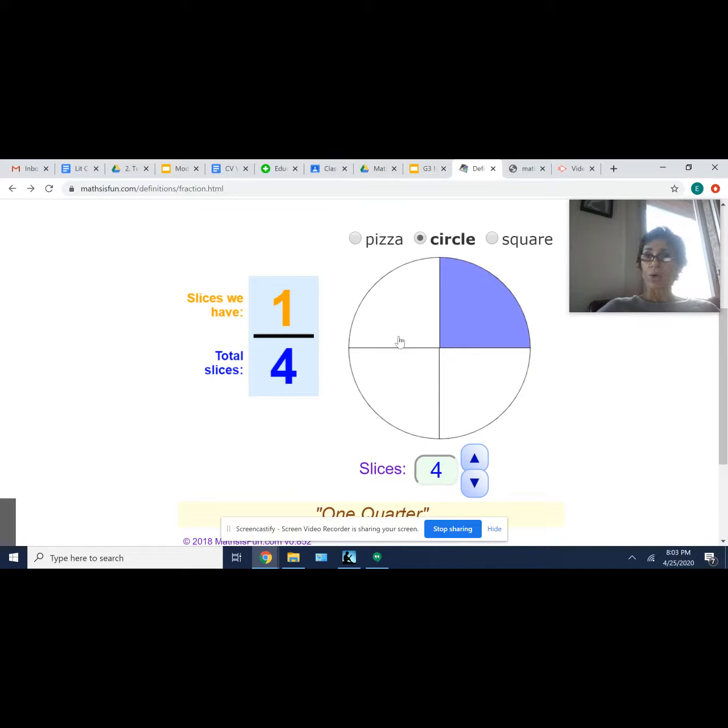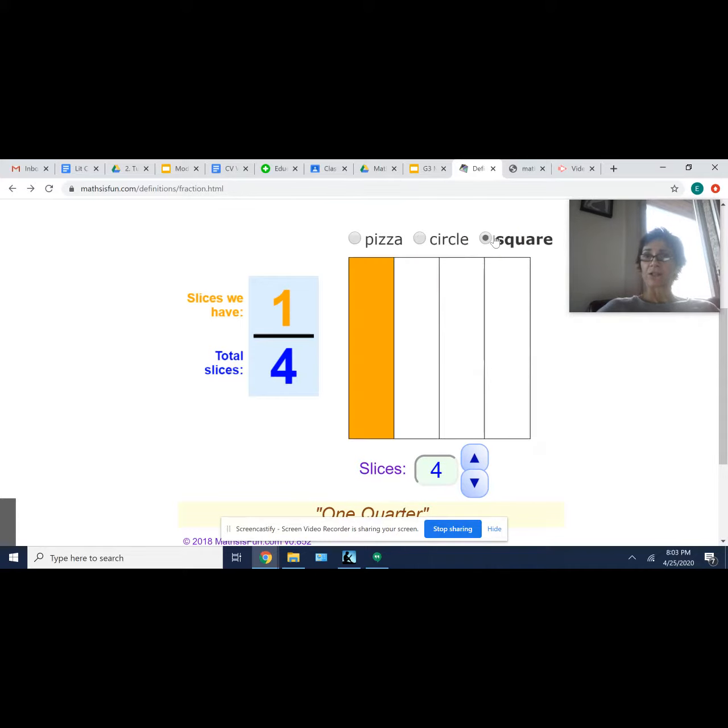Let's go and look at a square. I have a whole square. I divided it, I partitioned it into 4 equal parts. 1, 2, 3, 4. My fractional unit is fourths. So denominator is 4. I shaded in 1 of those parts, and that's 1/4. Okay, so this is 1/4.